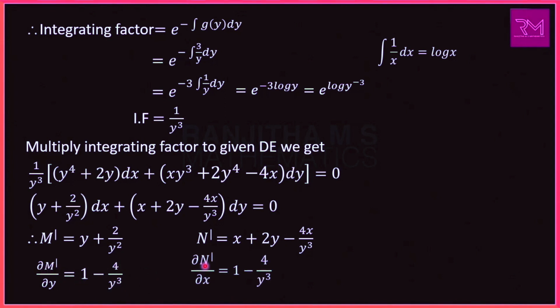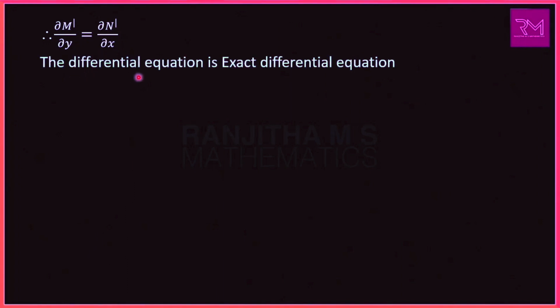Similarly, del N dash by del x is the partial derivative of N dash with respect to x. The differentiation of x is 1. There are no x terms, so neglect this value. Here minus 4 by y cube is constant, take as it is, into differentiation of x is 1. Hence we get 1 minus 4 by y cube. Observe this, del M dash by del y value is 1 minus 4 by y cube. Del N dash by del x is also 1 minus 4 by y cube. Therefore, we can conclude that del M dash by del y value is equal to del N dash by del x value. Therefore, the obtained differential equation is an exact differential equation.